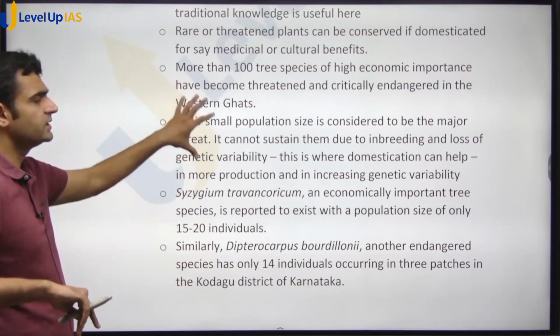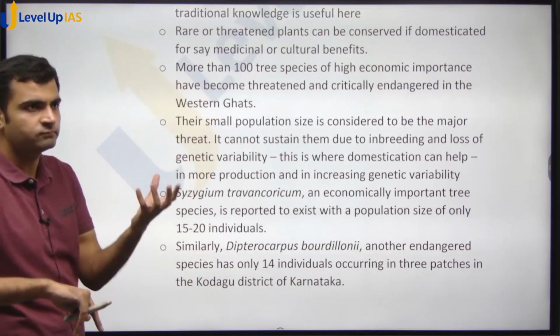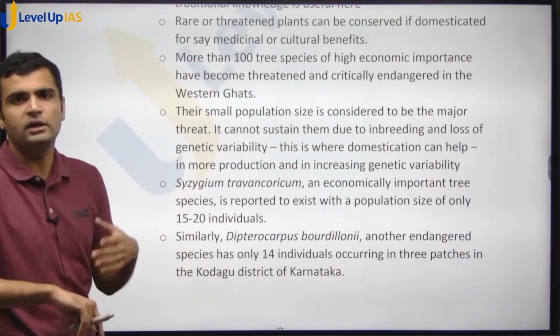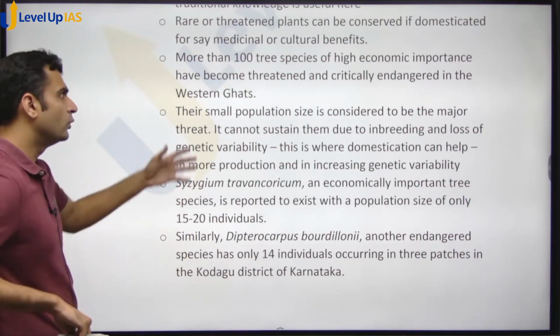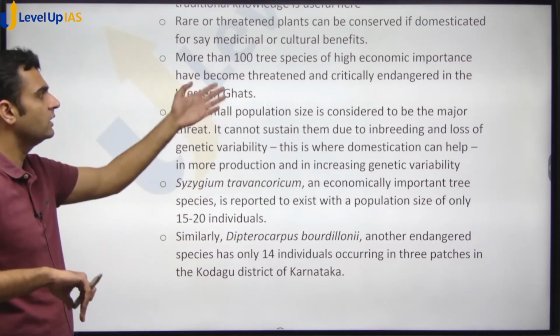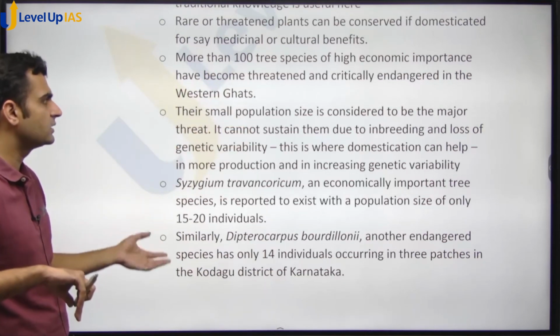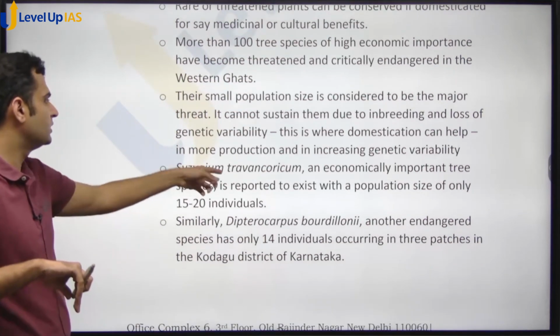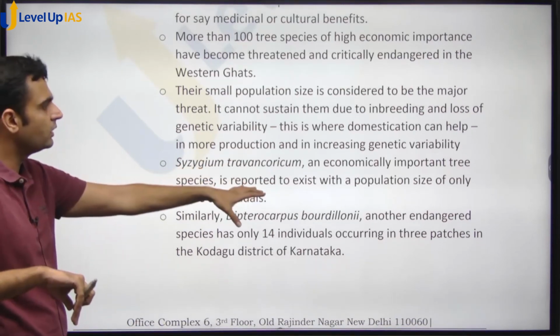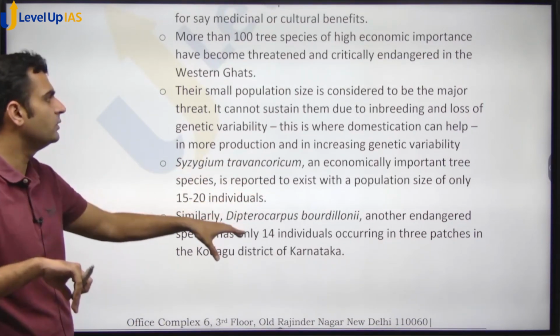Now, again, this is data I have picked up from one research paper. There was this article in Down to Earth, you can read about it. More than 100 tree species of high economic importance have become threatened and critically endangered in the Western Ghats. The name is Syzygium travancorum. It's an economically important tree. It has again been reduced to a population size of 15 to 20 individuals.